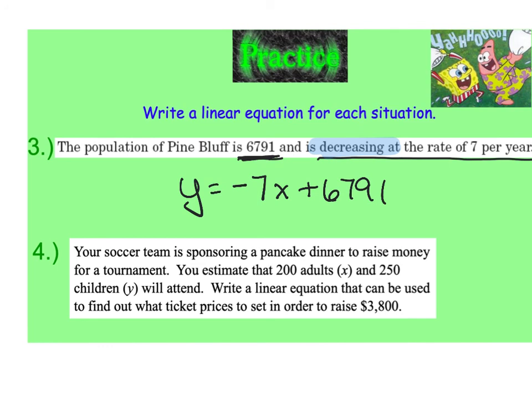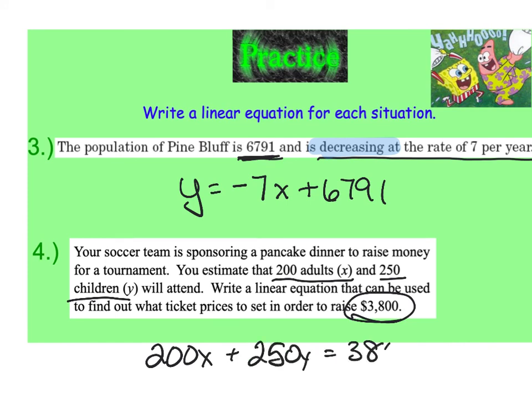Number 4, your soccer team is sponsoring a pancake dinner to raise money for a tournament. You estimate that 200 adults, x, and 250 children, y, will attend. Look at that. Thing 1, thing 2. Write a linear equation that can be used to find out what the ticket prices are to be set as in order to raise $3,800. So here we go. Thing 1 plus thing 2 equals our total.